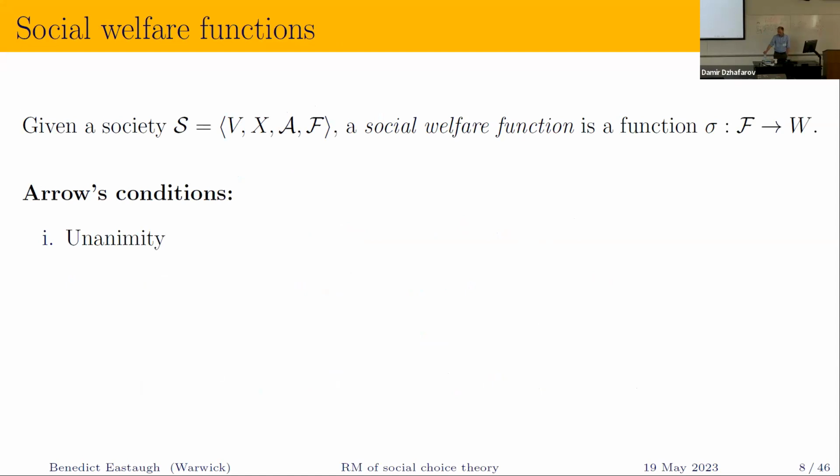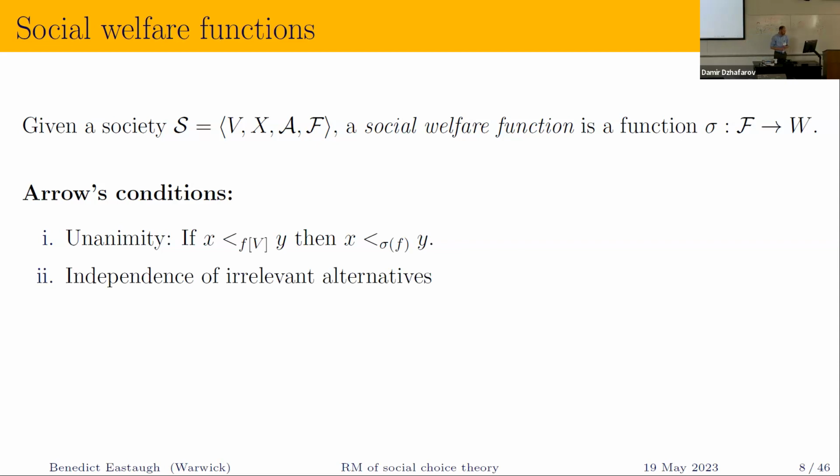Okay, and then Arrow imposed various conditions on these social welfare functions, one of which is pretty plausible, I think, unanimity. So if every voter prefers alternative X to alternative Y under scenario F, then so should the society as a whole. So that at least seems fairly uncontroversial.